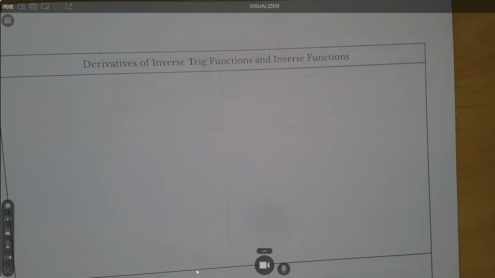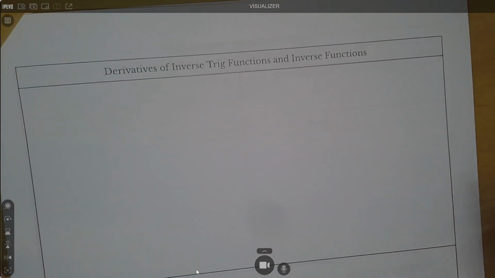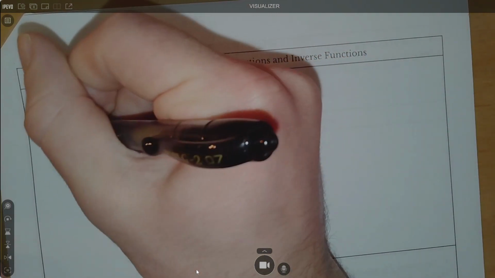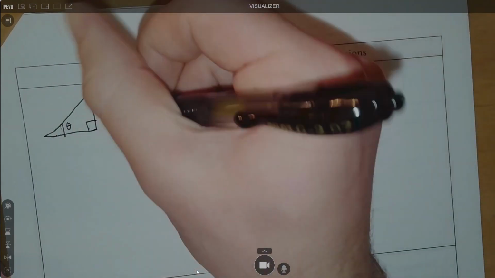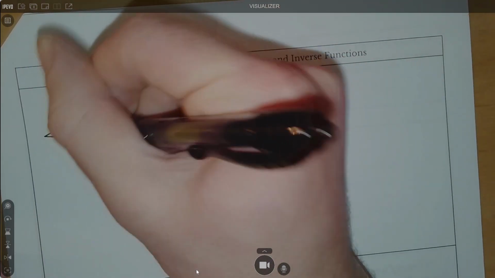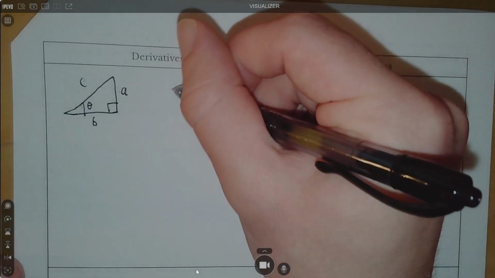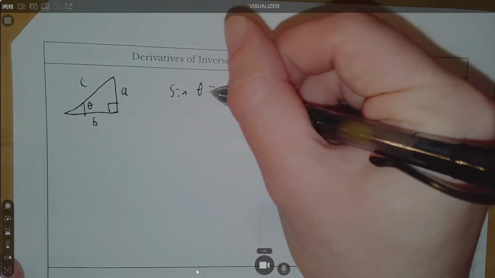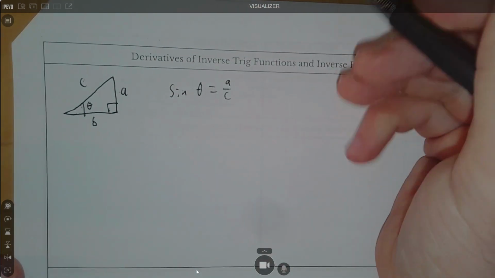So what are inverse trig functions to begin with? I think that's a good place to begin. What does that even mean? Let's draw a right triangle, and we'll call this angle theta, and the sides A, B, and C. Think about sine. Sine of theta would be A over C, opposite over hypotenuse. That is what sine means.